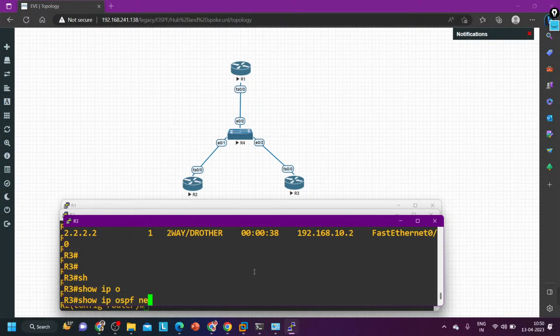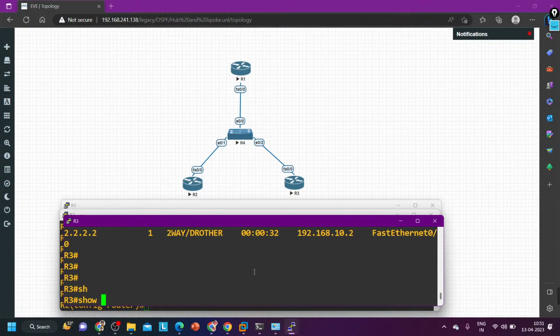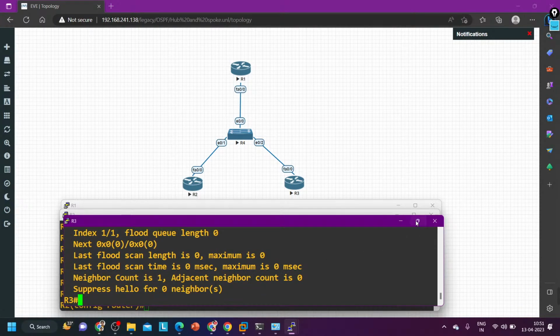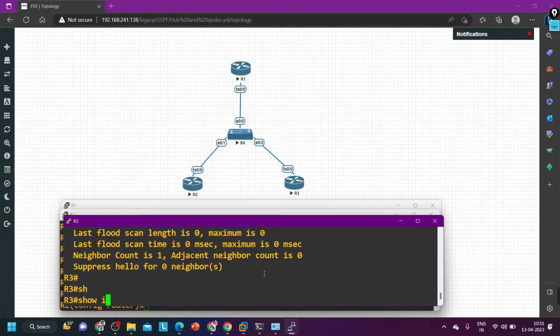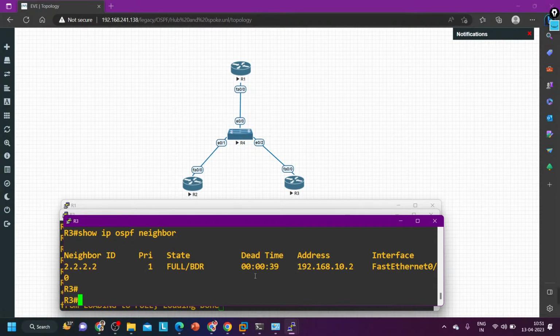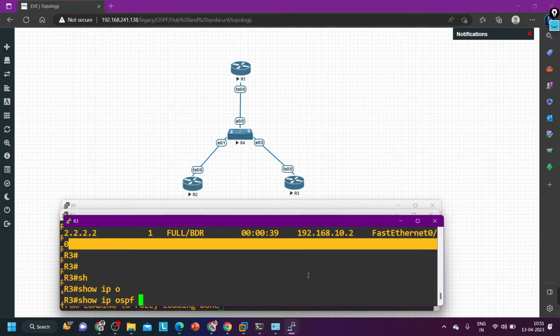Show IP OSPF neighbor. Show IP OSPF interface F0/0. What is the network type? Broadcast. In full mesh topology, we can configure broadcast or non-broadcast, yes or no? That means everything will work fine over here. Show IP OSPF neighbor. Okay, neighborship is full.